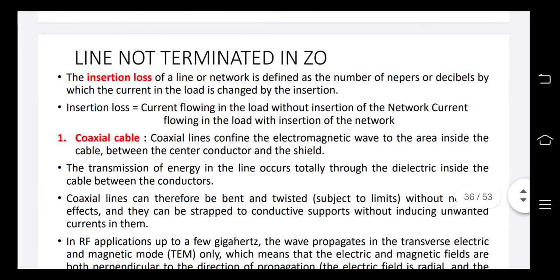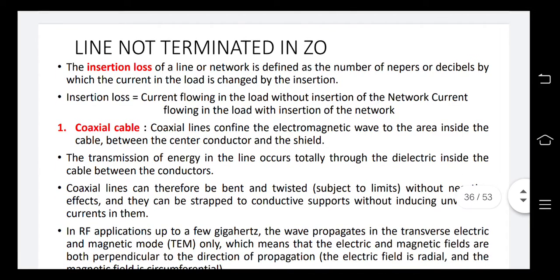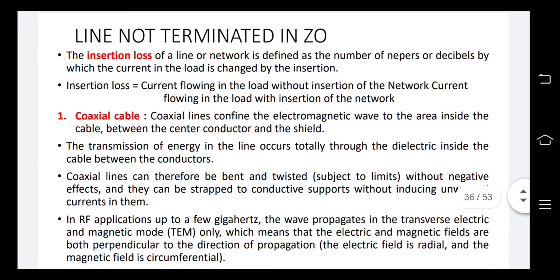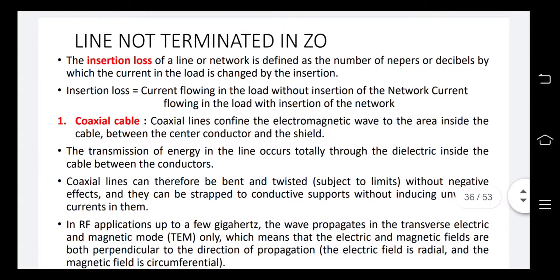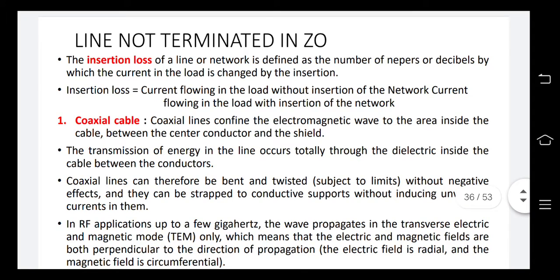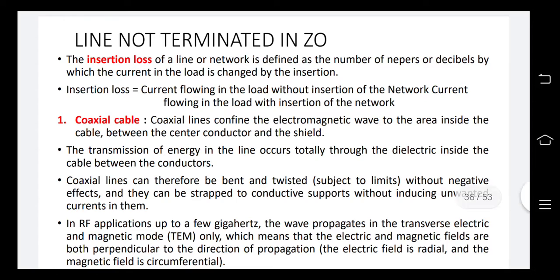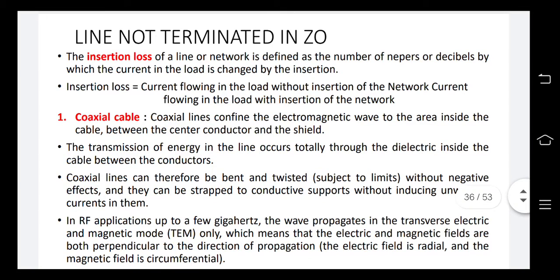When the line is not terminated in Z0, so what else happens? The insertion loss of a line or a network is defined as the number of nepers or decibels by which the current in the load is changed by the insertion. So, insertion loss will be equal to the current flowing in the load without insertion of the network to the current flowing in the load with insertion of the network. So, this ratio is called the insertion loss.